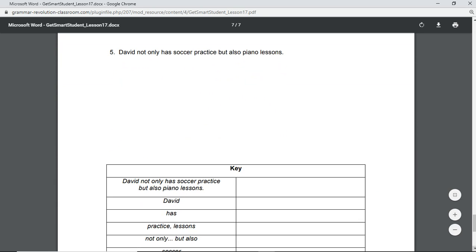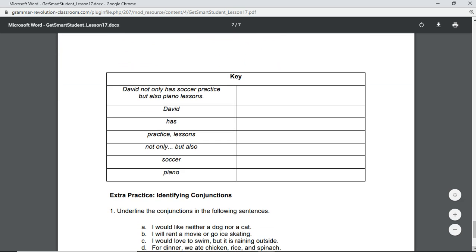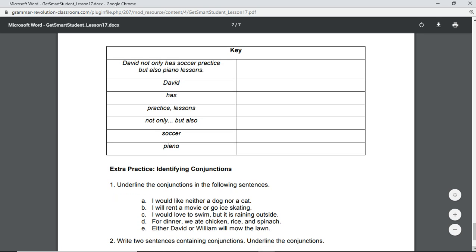David not only has soccer practice, but also piano lessons. Write out your sentence. Come down to your key, write your key out. Okay? If you want a little bonus work, here you go. Underline the conjunctions in the following sentences. Okay? And that will be it for our grammar today.